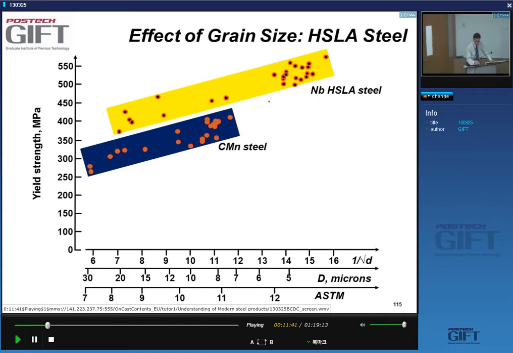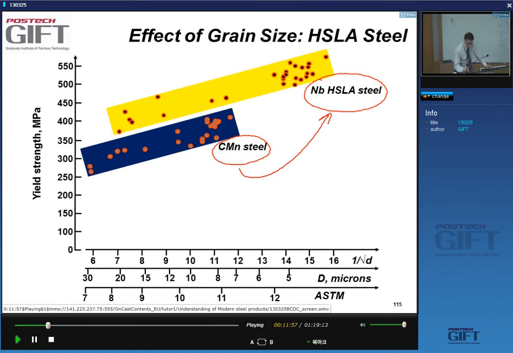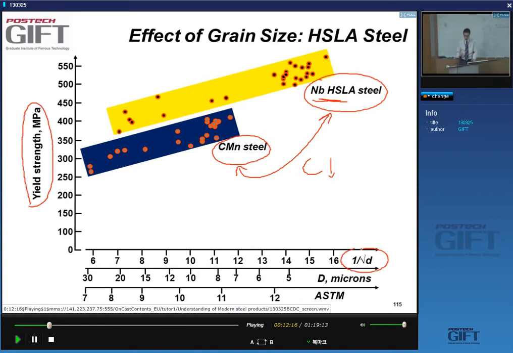grain refinement, yes? So if you look at conventional carbon manganese steels, and you look at niobium alloyed high-strength low alloy steels, the carbon level, if I compare these two, the carbon level is actually smaller in these HSLA steels, yes? And despite that, you have a strengthening. There are two things at work. So first of all, what you're seeing here is the yield strength as a function of 1 over the square root of the grain size. So basically, this is your well-known Hall-Petch law, empirical law. And you see that for the HSLA steel, we have this line, this Hall-Petch equation.